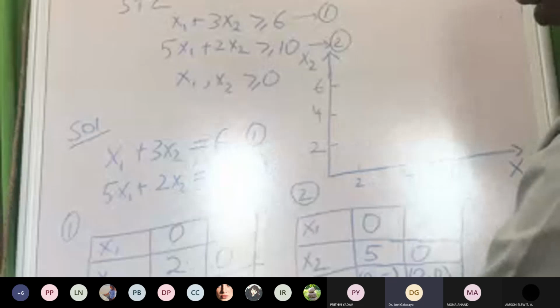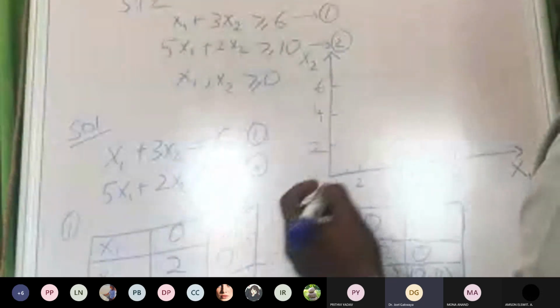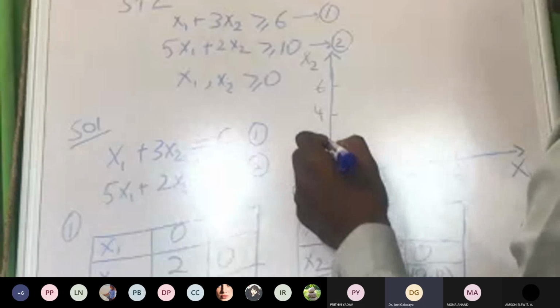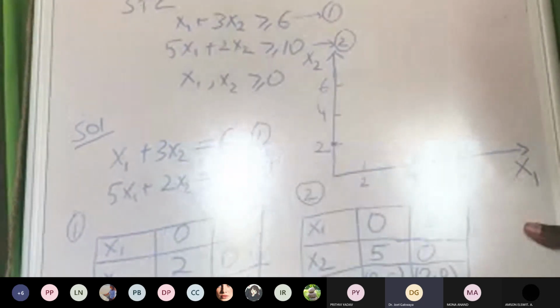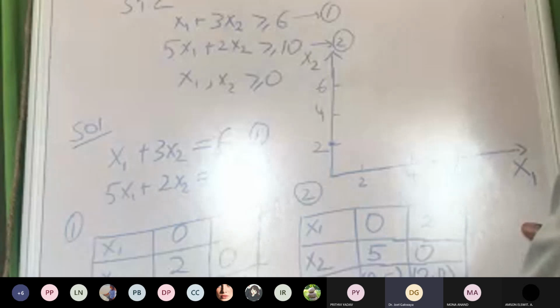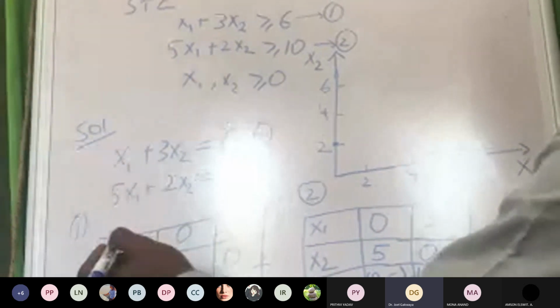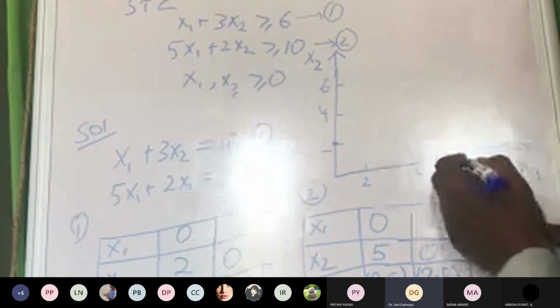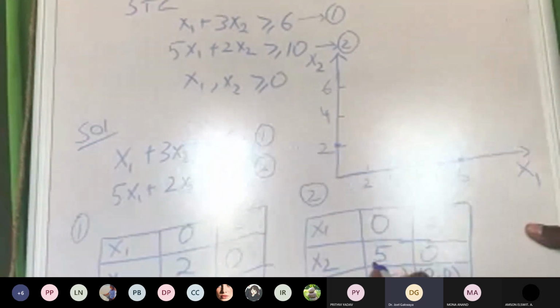Now, we want to look at the first coordinate. We have 0 and 2, where x1 is equal to 0, now we have x2 is equal to 2. Correct. Now, when x2 is equal to 0, x1 is equal to 6. We have a 6 here. Correct.